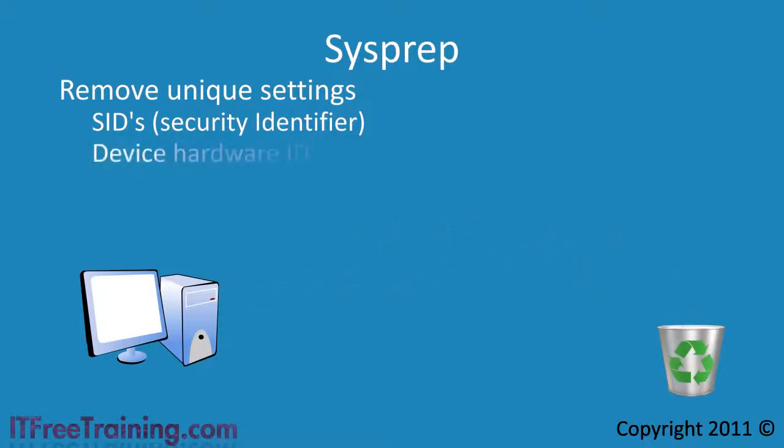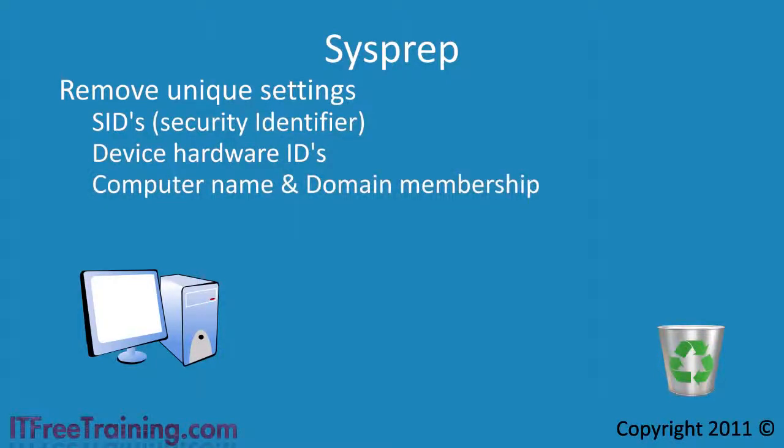Next, sysprep removes the device hardware IDs. Essentially, when the computer starts back up, it will use plug and play to redetect all the hardware on the computer. This allows you to use the same image on many computers, even if the hardware on each computer is different. Lastly, sysprep removes the computer name and any domain membership. This prevents the problem of deploying two computers on the same network with the same name.